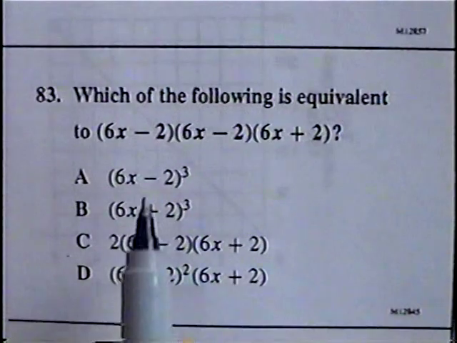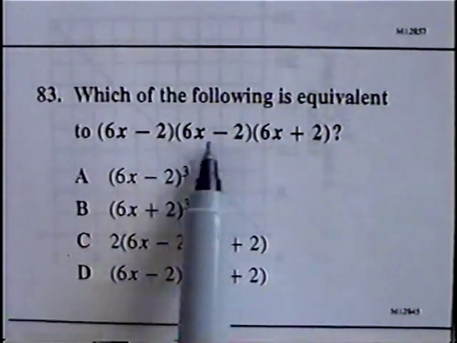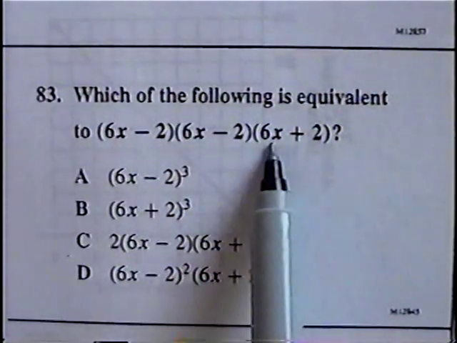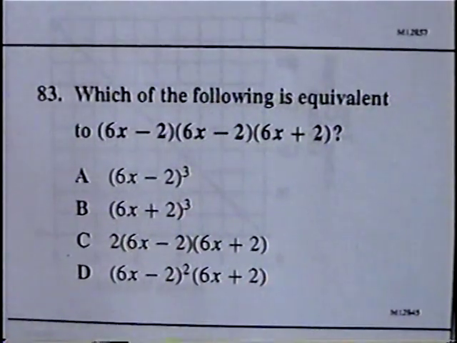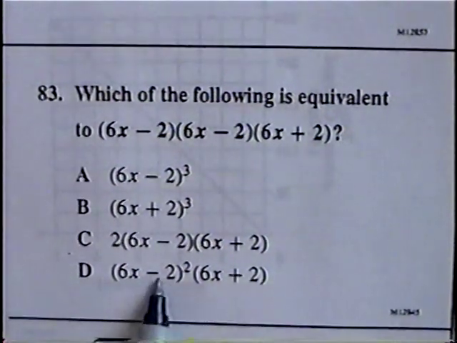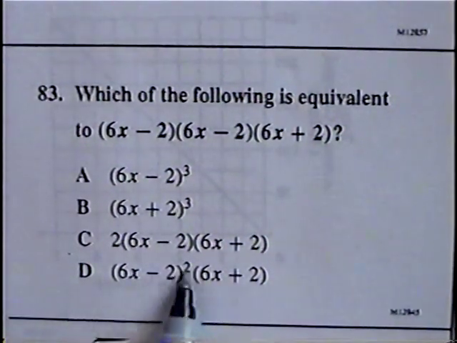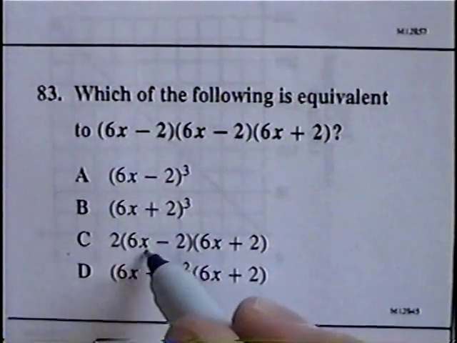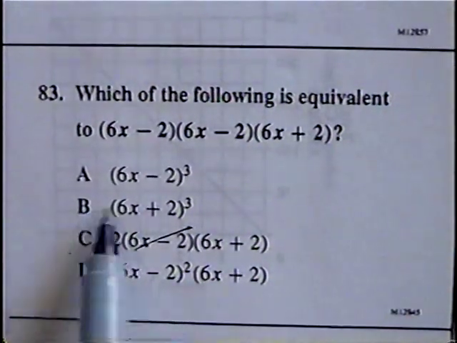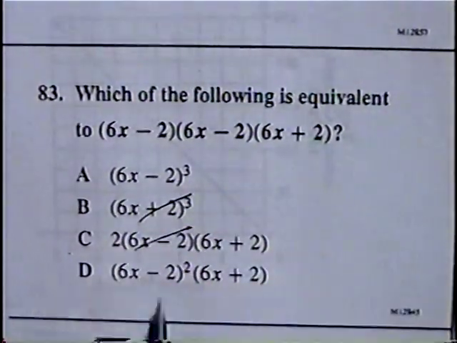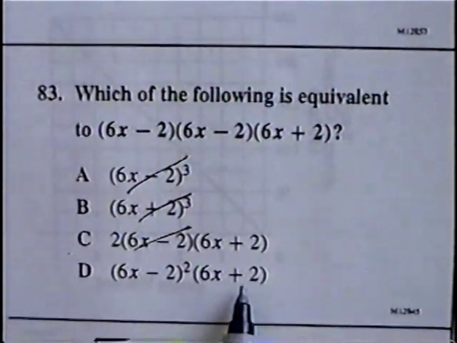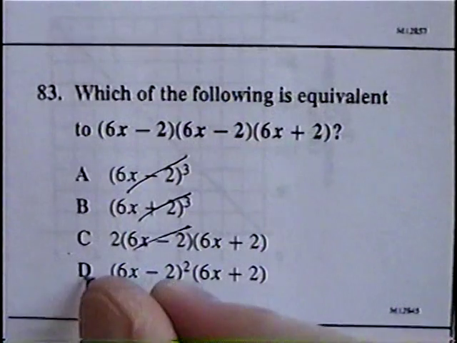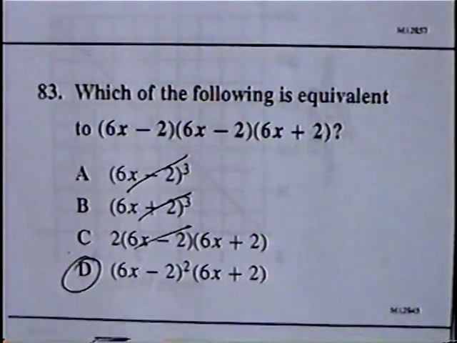For this question, we have 2 parentheses, 6x minus 2, the same one twice, and then we have a third parentheses that's different, 6x plus 2. Looking at the answers, if we have 2 parentheses of 6x minus 2, that would be (6x minus 2) squared, meaning we have 2 of those. Letter C only has 1, letter B has 3 6x plus 2's, and letter A has 3 6x minus 2's. In letter D, the extra 6x plus 2 is at the end of the answer.